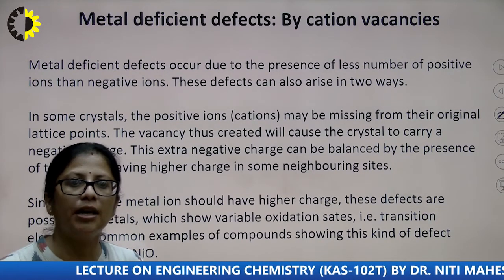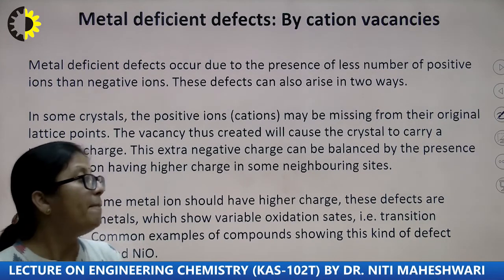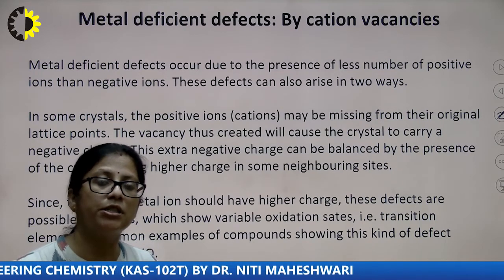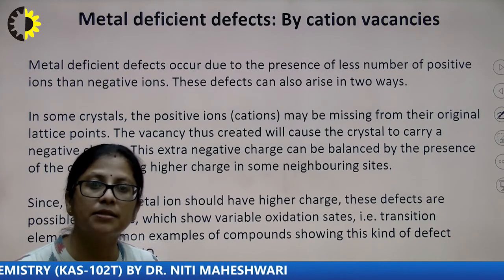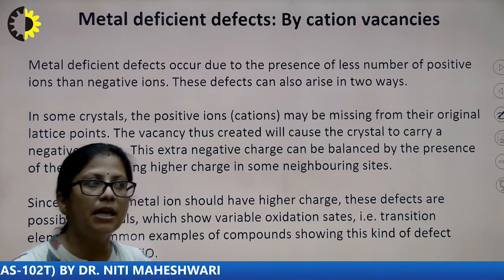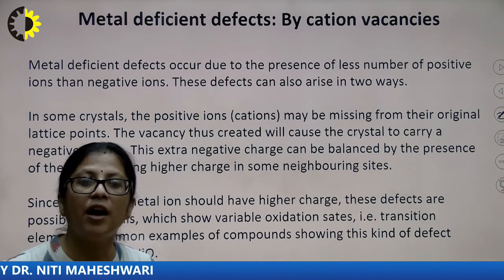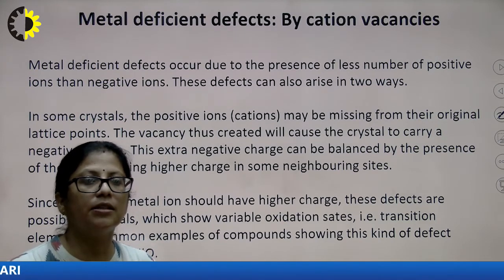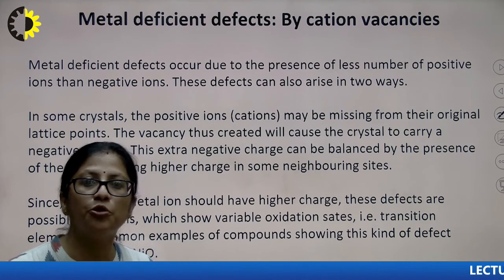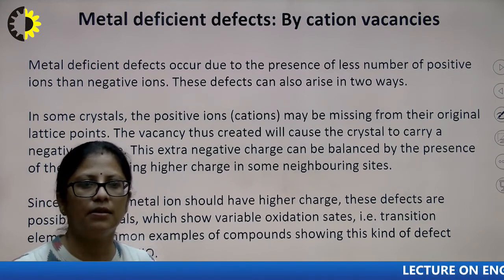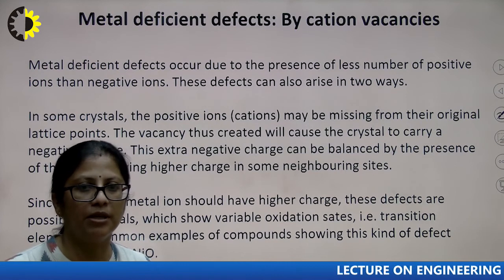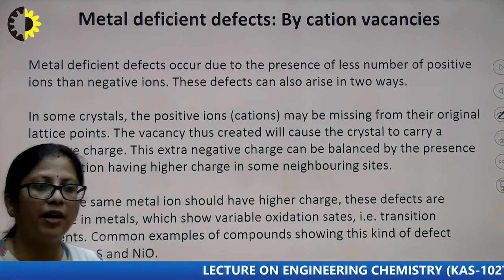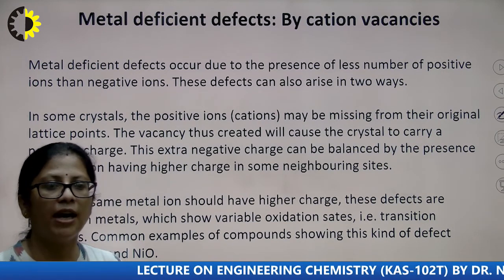Therefore, this extra negative charge can be balanced by the presence of cations in the higher oxidation states in some neighboring sites. Since the same metal ion should have higher charge or the higher oxidation state, these defects are generally possible in the metals which show variable oxidation states, that is the transition elements. Therefore, some compounds which show this type of defects are iron oxide, iron sulfide, nickel oxide.